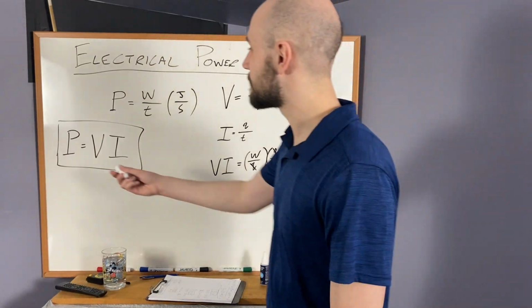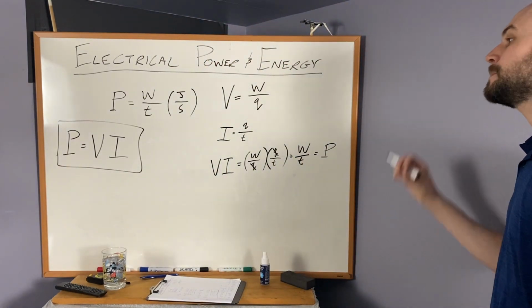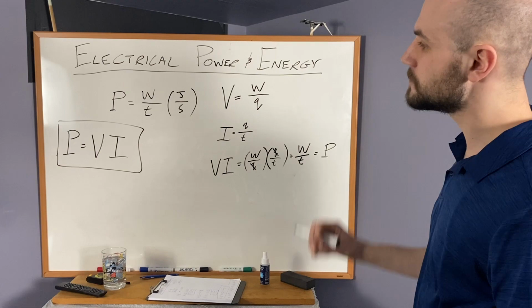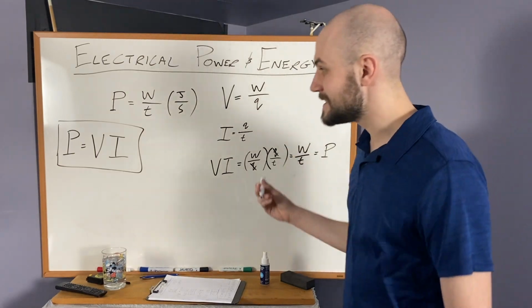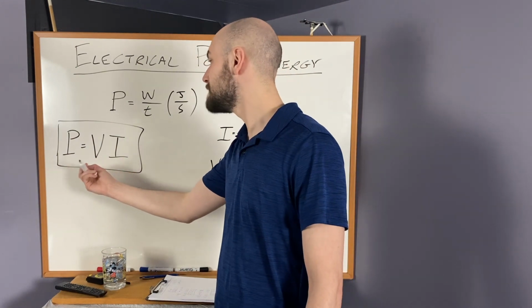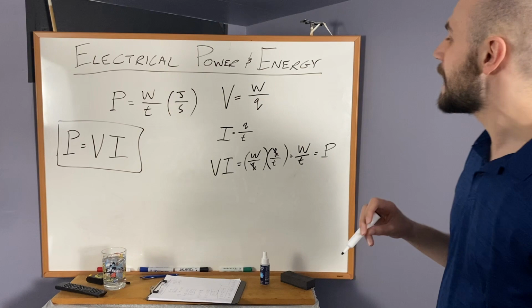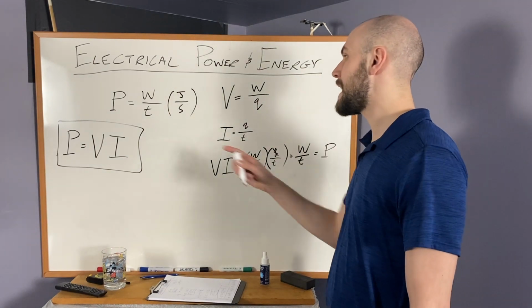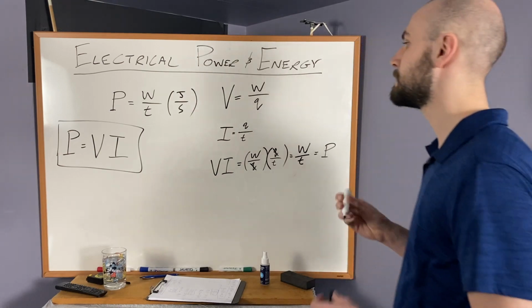Okay, so we arrived at our first equation for electrical power. The power for any circuit element is the voltage across that element multiplied by the current flowing through that element. This is nice because we can measure the voltage, we can measure the current, and we can easily figure out the electrical power without having to refer back to our original definition of power.